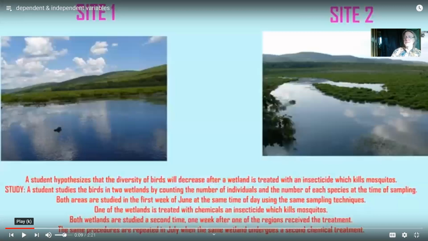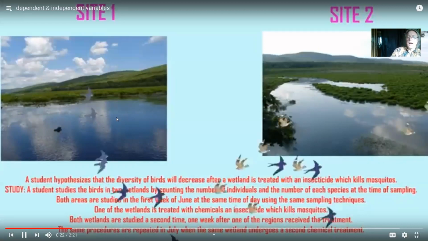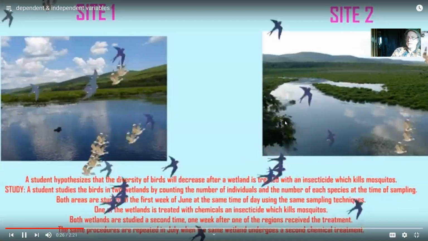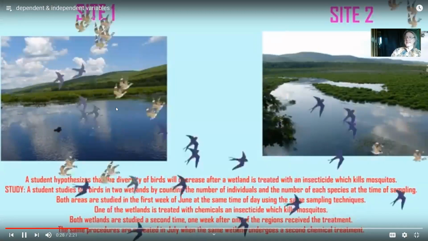Am I counting different species? Because that is what we call the dependent variable. There's two things that are varying here, or at least one thing definitely and one thing we think. That's our hypothesis. The one thing that we definitely know is that one site gets sprayed with insecticide and one doesn't. So that's a difference, all right?